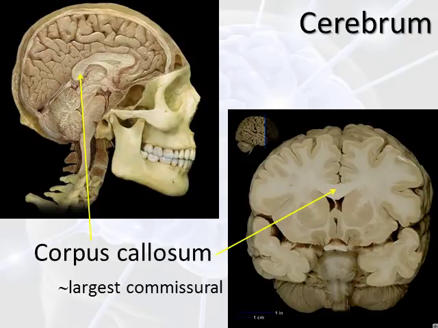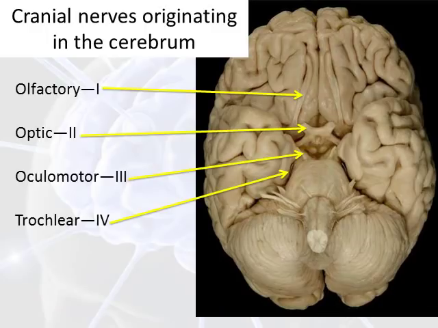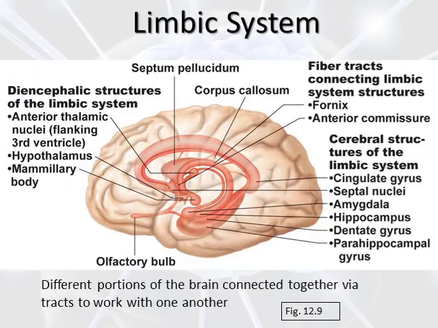Okay, so the corpus callosum is the largest commissural tract, and this is shown here, connecting the right and left hemispheres. That's shown nicely there, but you can also see it from the other view over here. Okay, and we have 4 cranial nerves originating in the cerebrum, and we'll study these more coming up soon.